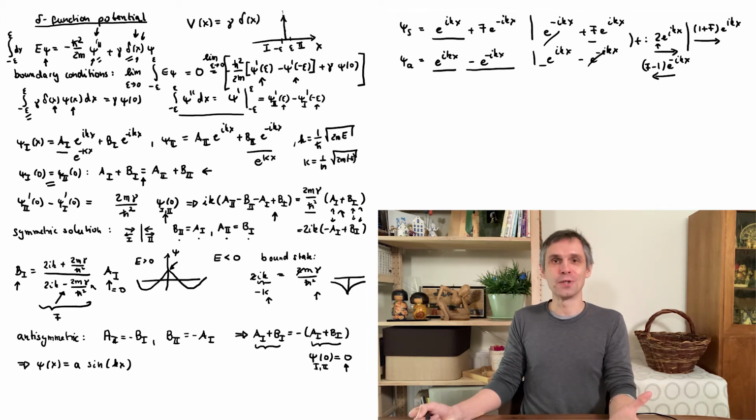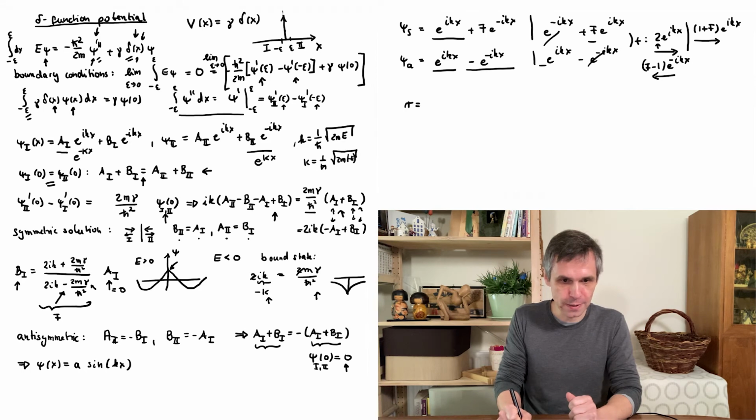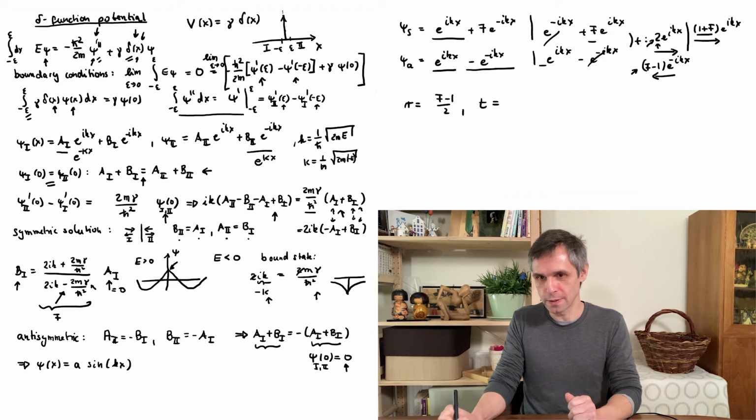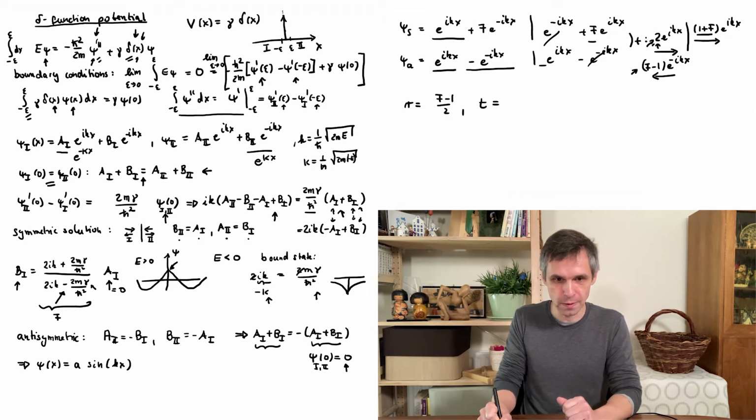So now we can read off the reflection and transmission amplitudes directly. The reflection amplitude will just be the ratio between these two amplitudes here. So this will just be f minus 1. And the transmission amplitude will be the ratio between this coefficient and again the incoming amplitude. So this will be f plus 1 divided by 2.